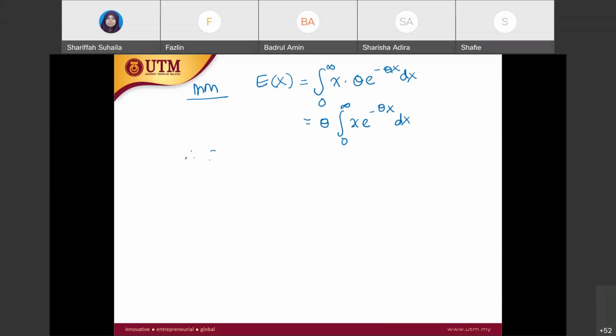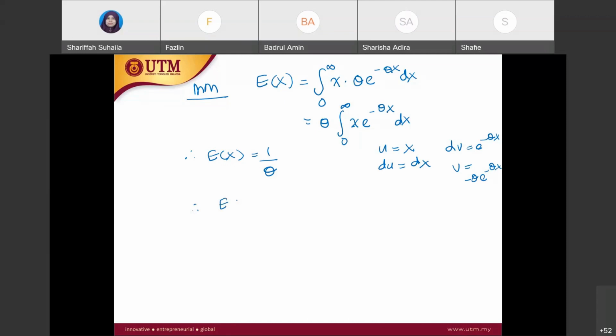So here you get the expected value of x, you will get 1 over theta. Okay, good. So that means in your working, you just show the integration by parts you do. So we say u equals x, du dx, dv exponential negative theta x. So you get v as 1 over, so you have negative theta exponential negative theta x, something like that. So solve using integration by parts, you will get the expected value of x equals 1 over theta.